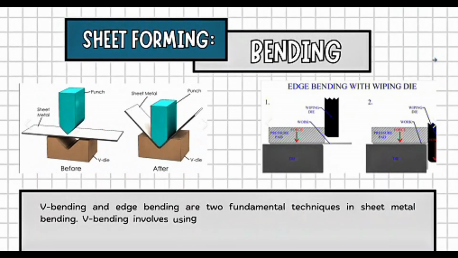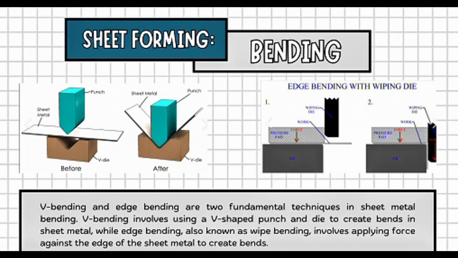The first one is the bending. So bending operations are performed using punch and die tooling. The two common bending methods and associated tooling are V-bending, performed with V-die, and edge bending, performed with a wiping die.